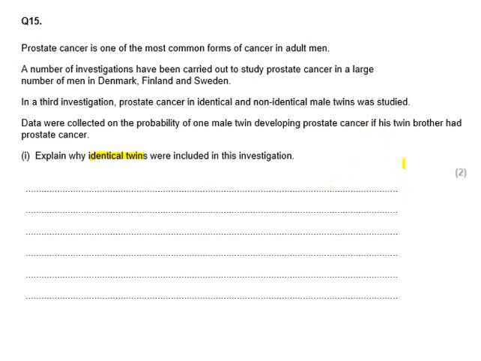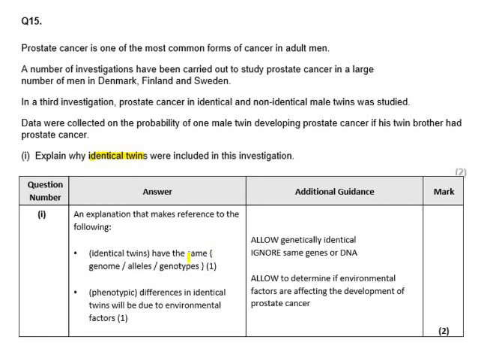The answers for this were quite good, actually. Loads of people were saying that identical twins have the same alleles or the same genotypes, or that they are genetically identical. If you said they have the same genes or the same DNA, you will not have gotten this mark. You have to be quite specific here. It's the same alleles, not just the same genes and the same DNA. Finally, for this 2 marker, the differences in identical twins must be due to environmental factors. So we're using them to try to see whether prostate cancer is caused by an environmental factor or whether it's caused by a genetic factor.